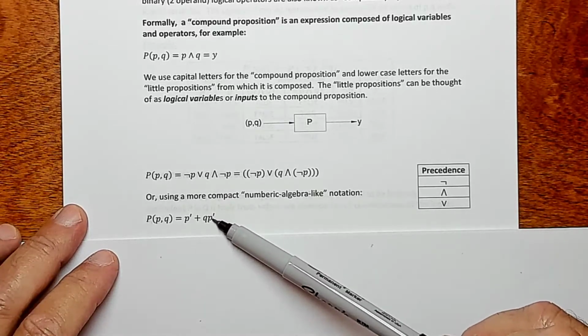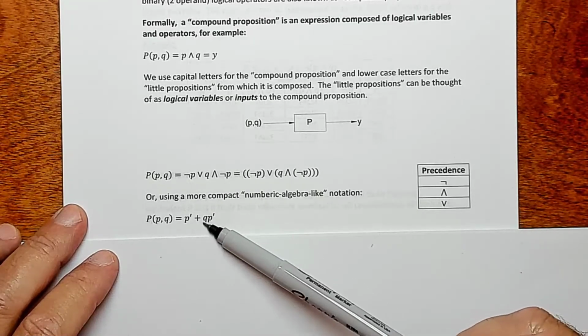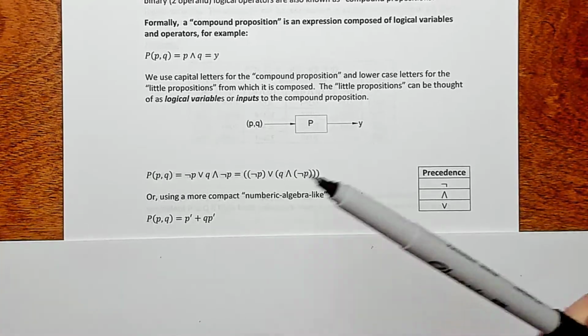You have to do not first. You have to do the P not first. Both of these P nots first. Then do the and right here. Then do the or lastly. All right.